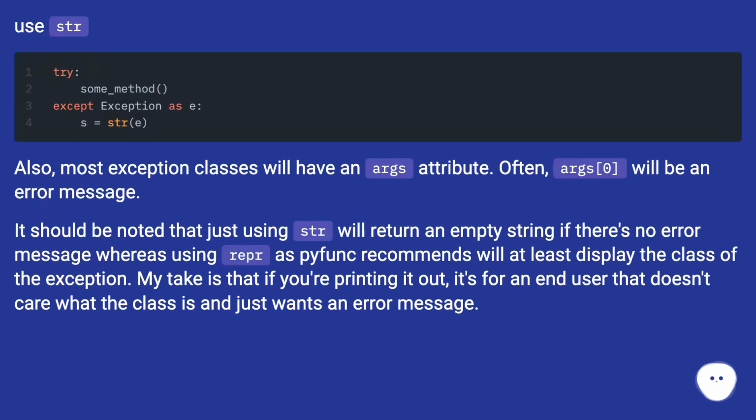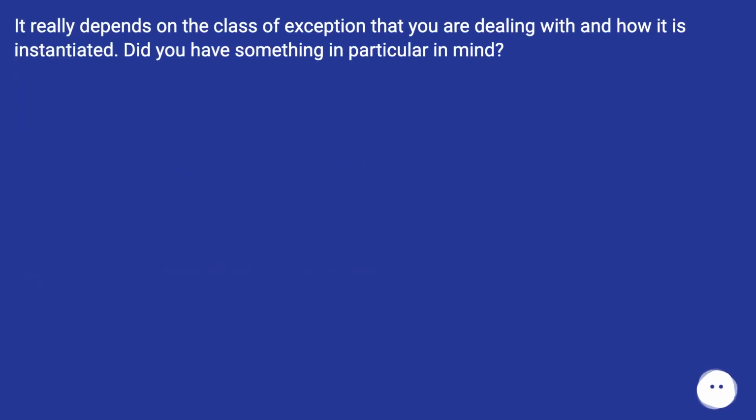Also, most exception classes will have an args attribute. Often, args[0] will be an error message. It should be noted that just using str will return an empty string if there's no error message, whereas using repr, as Pyfunc recommends, will at least display the class of the exception. My take is that if you're printing it out, it's for an end user that doesn't care what the class is and just wants an error message. It really depends on the class of exception that you are dealing with and how it is instantiated. Did you have something in particular in mind?